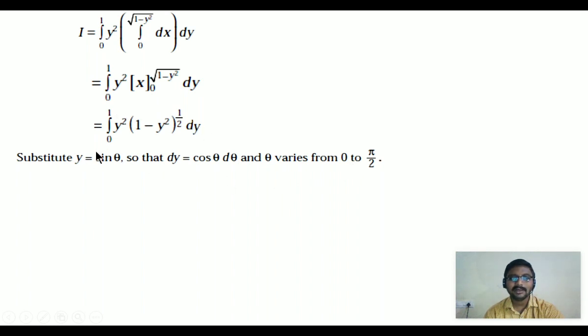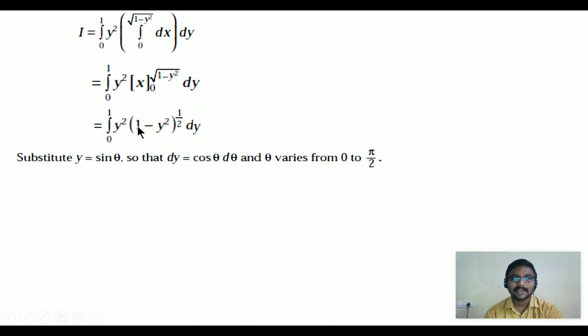When y equal to 1, sin theta is 1, but 1 can be written as sin pi by 2. What is the value of sin pi by 2? 1. So applying sin inverse on both sides, we will have theta equal to pi by 2. These are the new limits related to theta. These are the limits related to y.